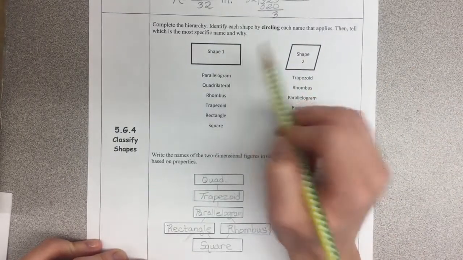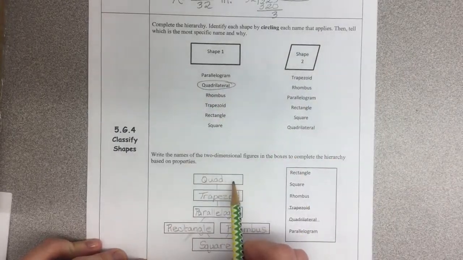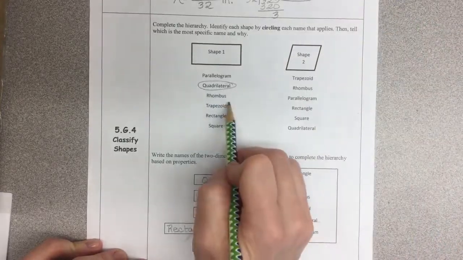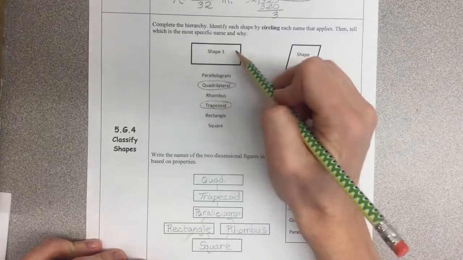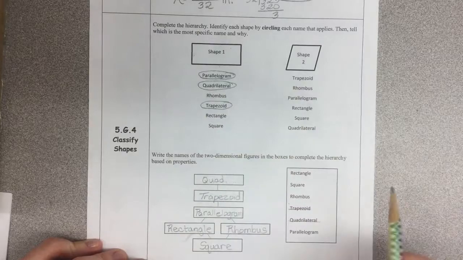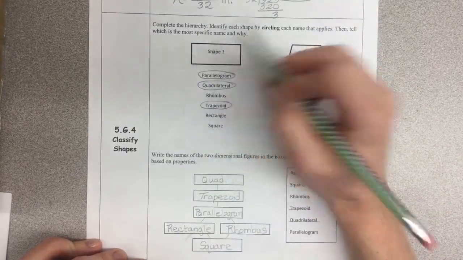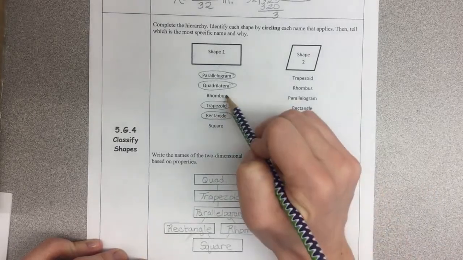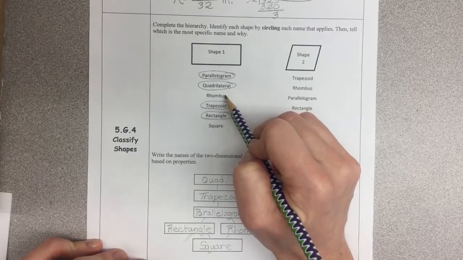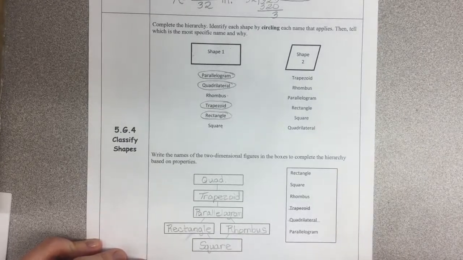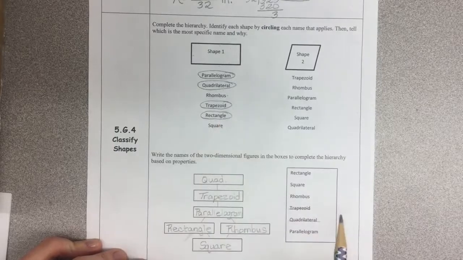Shape 1 is a quadrilateral. It has 4 sides. It also has at least one pair of parallel sides, so we can call it a trapezoid. It actually has 2 pairs of parallel sides, so we're going to call it a parallelogram as well. There are 4 right angles, so it's a rectangle. There are not 4 equal sides, so we can't call it a rhombus. And since it's not a rhombus, it's also not a square, because keep in mind, a square is a rectangle and a rhombus. So the most specific name for shape 1 is a rectangle.